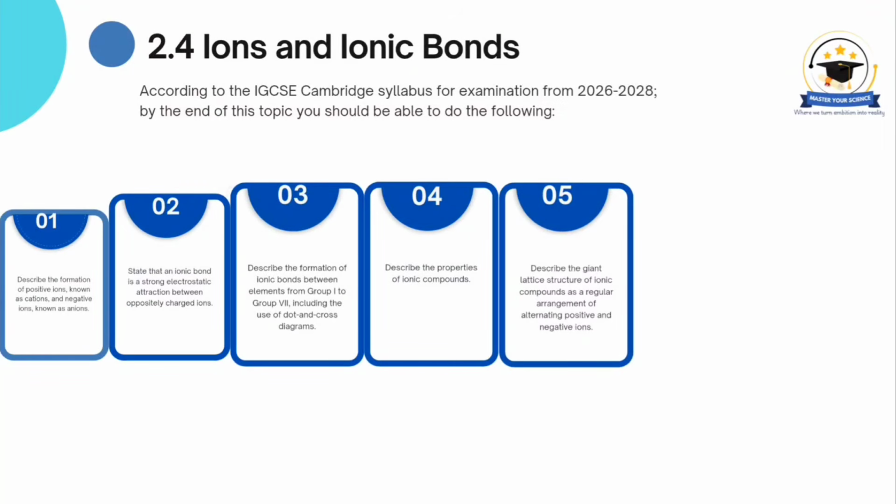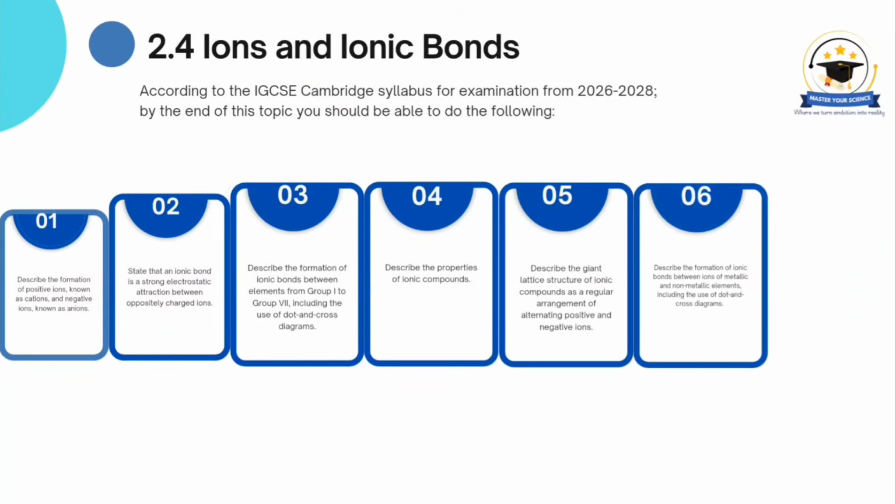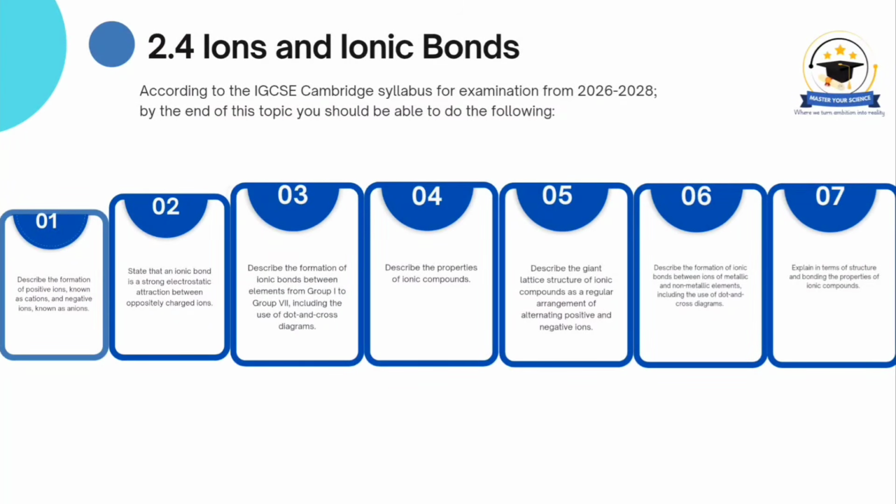Number 5, describe the giant lattice structure of ionic compounds as a regular arrangement of alternating positive and negative ions. Number 6, describe the formation of ionic bonds between ions of metallic and non-metallic elements, including the use of dot and cross diagrams. Number 7, explain in terms of structure and bonding the properties of ionic compounds.